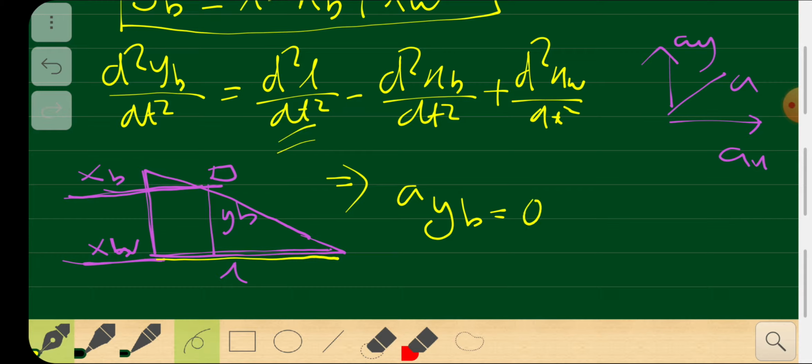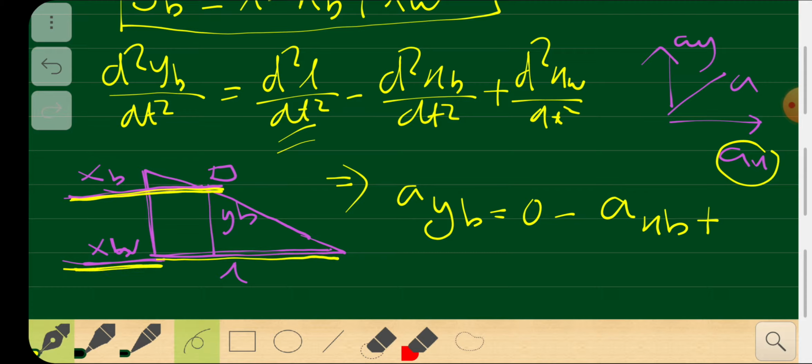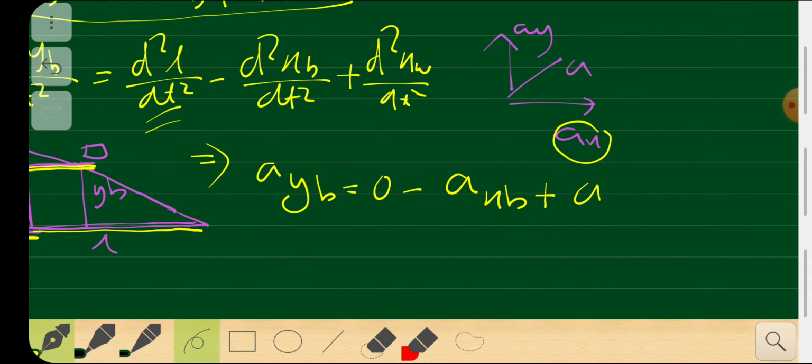So that will be 0 minus d square xb by dt square, where xb is the distance traveled by the box in the x-axis. That will be the acceleration in the x-axis, this component, ax of the box, plus xw, the distance traveled by the wedge. So you can say that will be a of the wedge, the acceleration of the wedge.